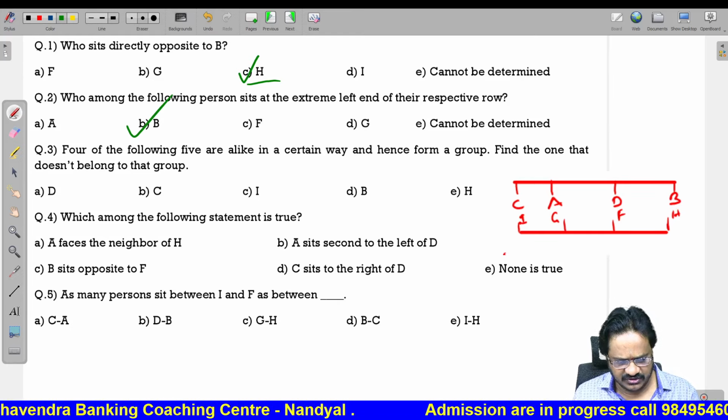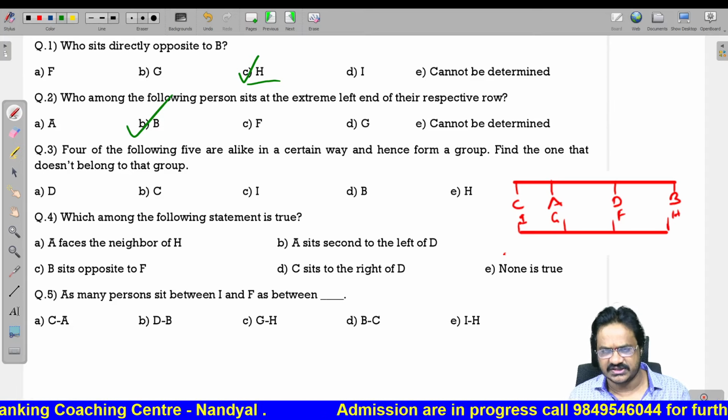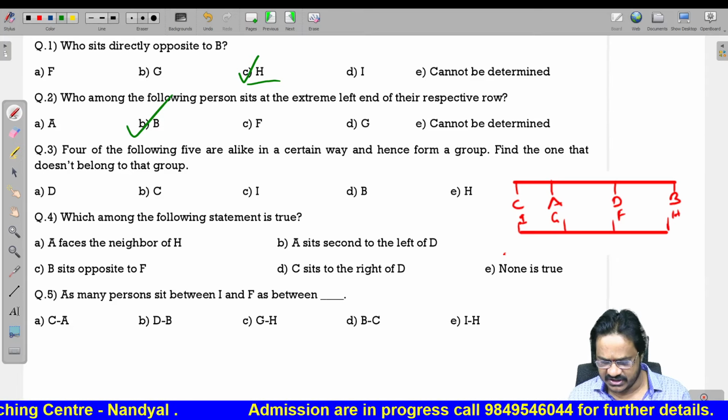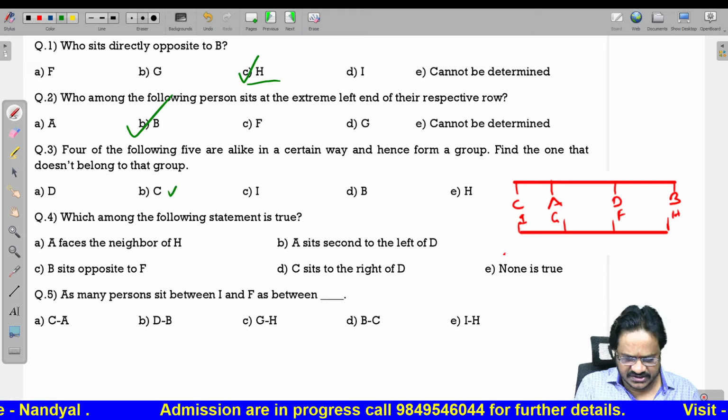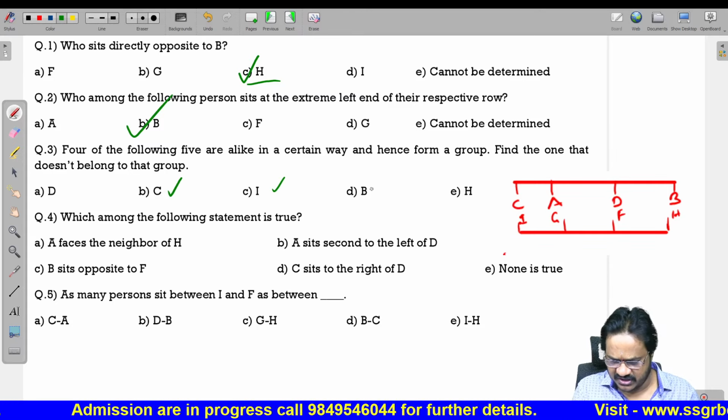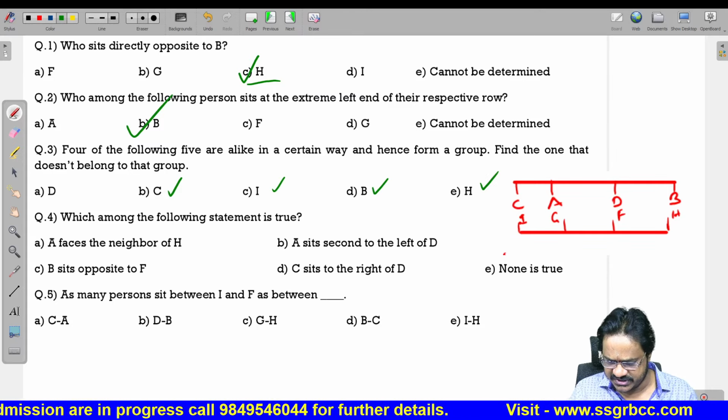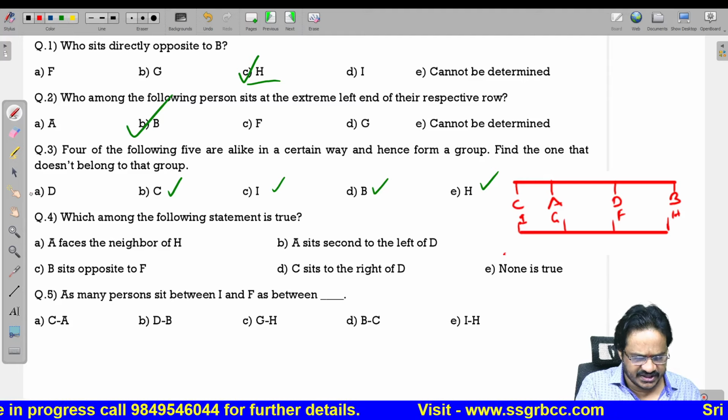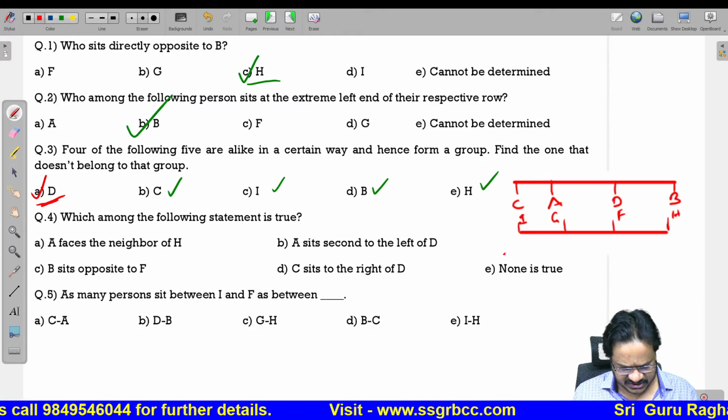Next question, 4 of the following 5 are alike in certain way and hence form a group, which is the one that does not. If you see here, C is in the corner, I is in the corner, B is in the corner, H is in the corner, whereas D is not in the corner. So, this is the answer.